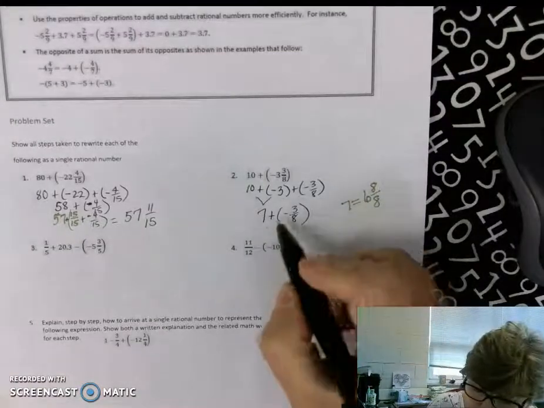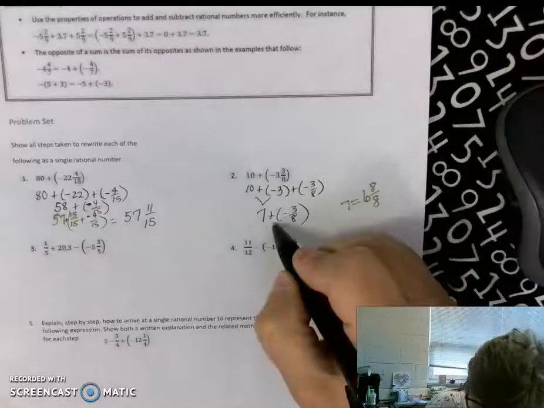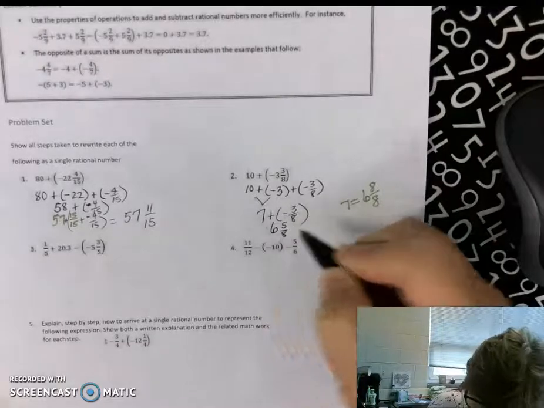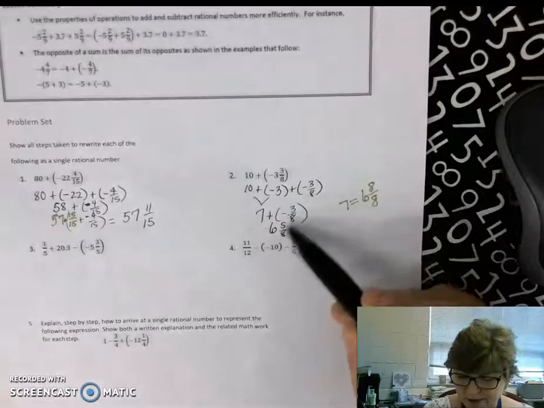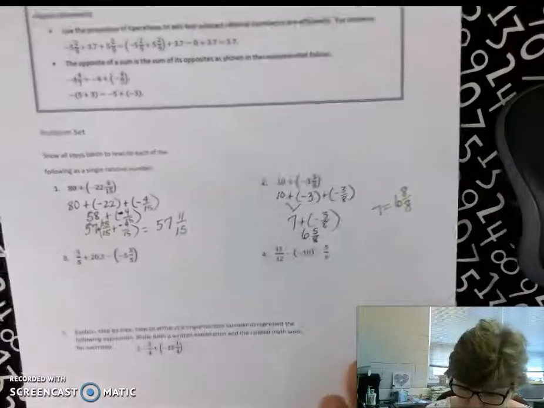All right, so my final solution is going to be 6 and 5/8. Because when I add these two fractions together with the 6, it would go back and equal the 7.